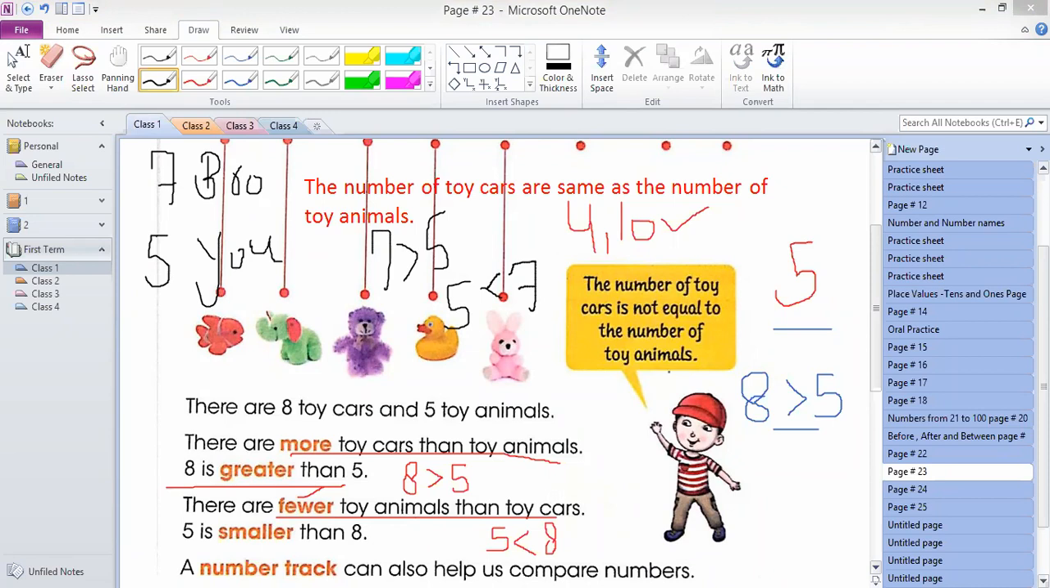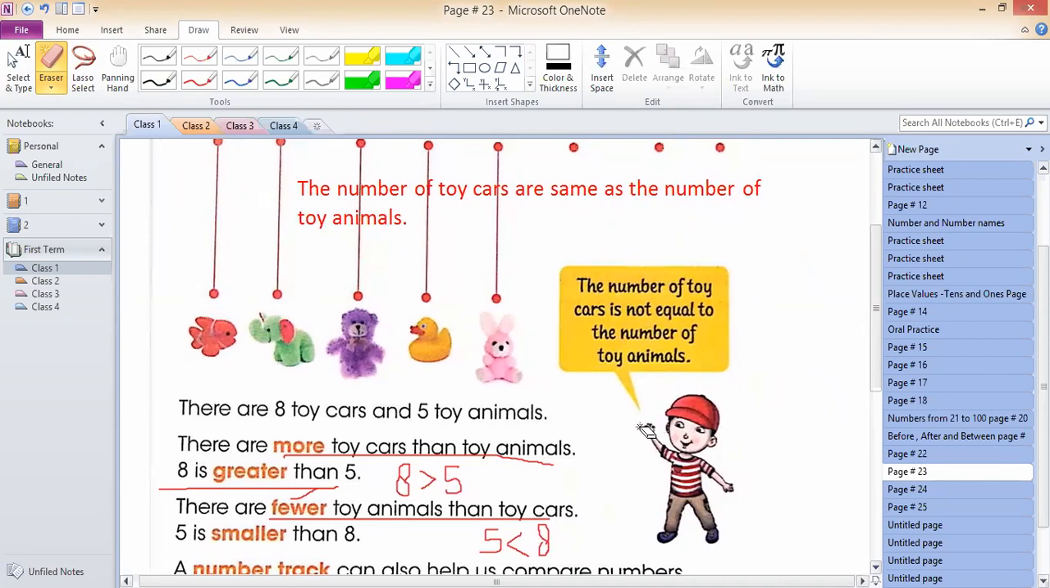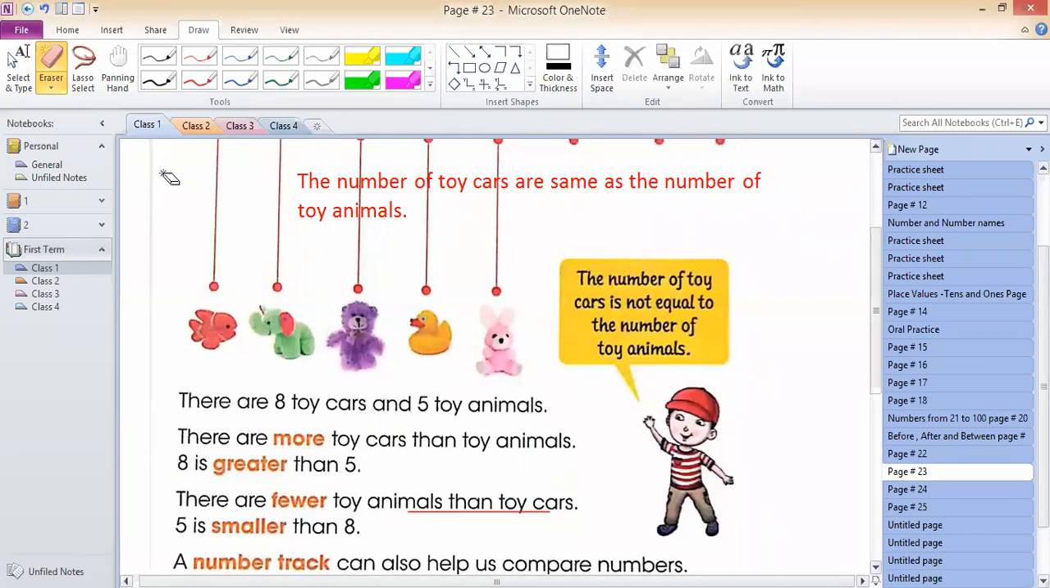That's very good. Guys, you can compare even your marks as well. Let's suppose there are 2 students, okay? Student A got 9 marks in the math test, whereas student B got 8 marks in the math test.